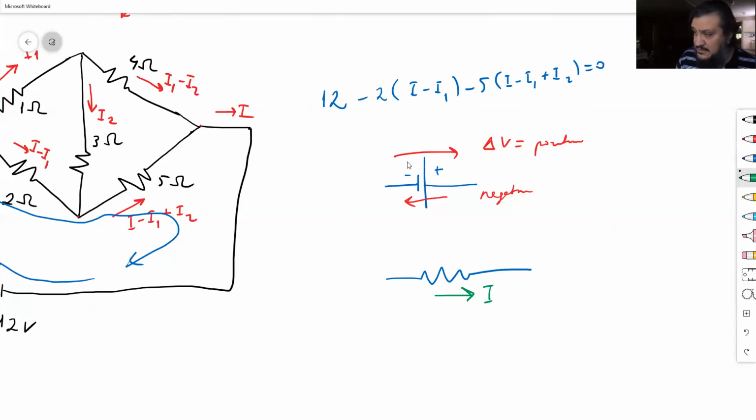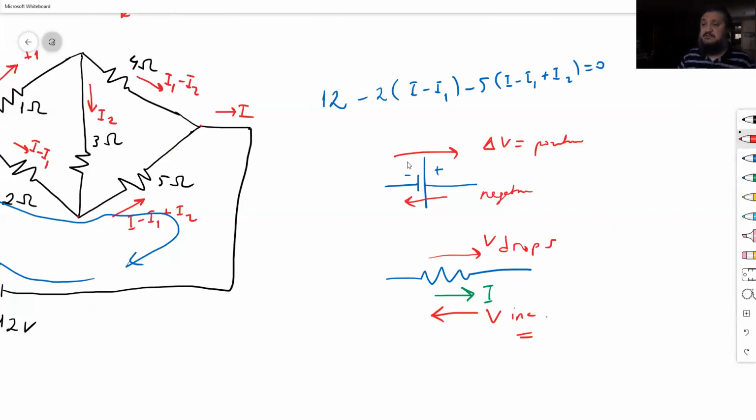Don't change it. So if the travel is from left to right, meaning you're parallel with the current, then the potential drops. If you're traveling against the flow, against the current, potential increases. If you just keep those in mind, you should be fine, okay? So those are Kirchhoff's rules, series and parallel connections.